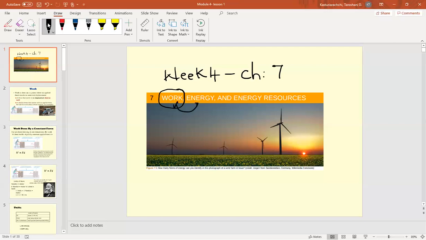They are related to each other. If you Google what energy means, you would see it has the meaning of ability to do work. Ability to do work. So that tells me work and energy are related.